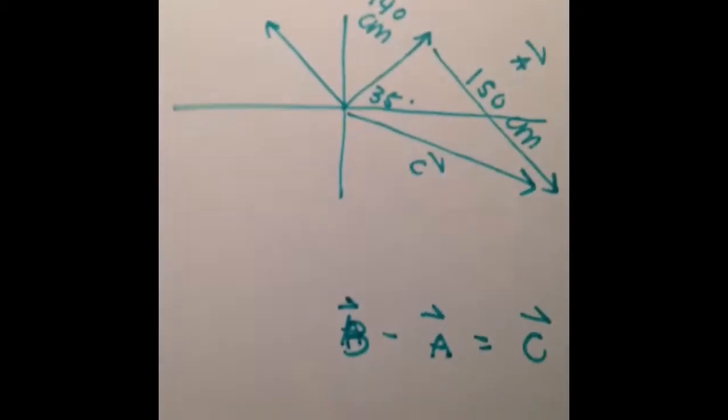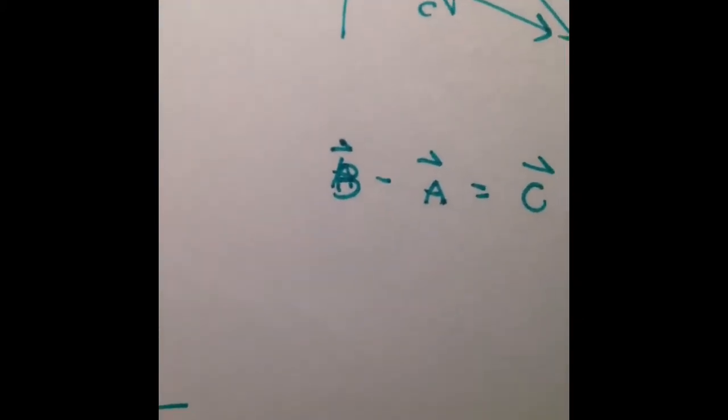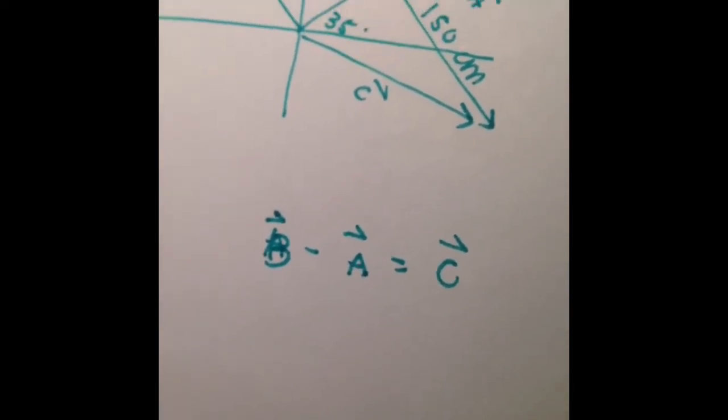minus vector A is going to be equal to vector C. So you already have the x and y components of both vector A and vector B. If you write that out, you have vector B as 114.68, and the y component is 80.3. And you're subtracting vector A, which is negative 75 for the x component, and 129.9 for the y component, which is going to be equal to vector C.